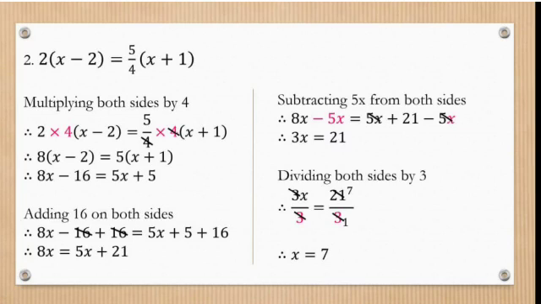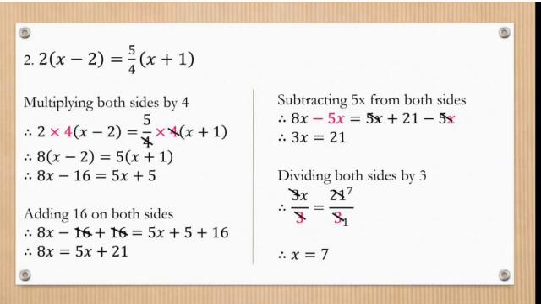Now you are going to remove what? You are going to remove 16 from your left hand side. So there it is subtraction sign. So what will you do to remove 16? You are going to add 16 on both the sides. So you will write adding 16 on both the sides. So 8x minus 16 plus 16 is equal to 5x plus 5 plus 16.